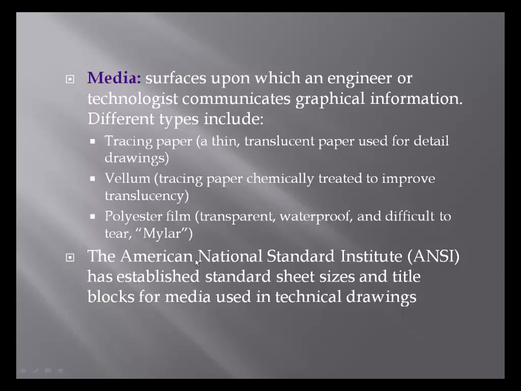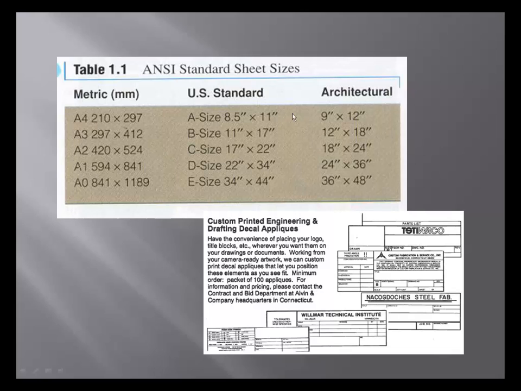So now we have ANSI, the American National Standards Institute, and so they've set sheet sizes and all sorts of information and stuff we need to follow. This is just a slide that shows you the different sizes and what they stand for. So, US standard, architectural standard, metric size. So, A, B, C, and such.